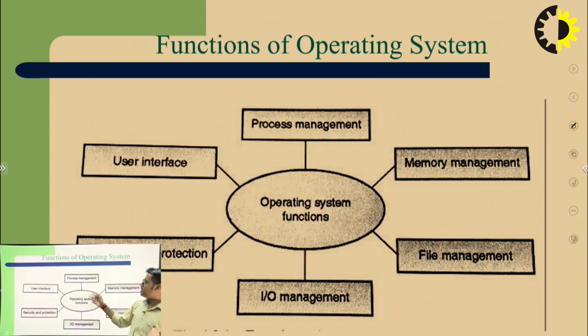Now as you can see here, these are the main functionalities of an operating system. The operating system provides different functionality like process management, memory management, file management, input output management, security, protection and user environment. So let's discuss these functionalities one by one.